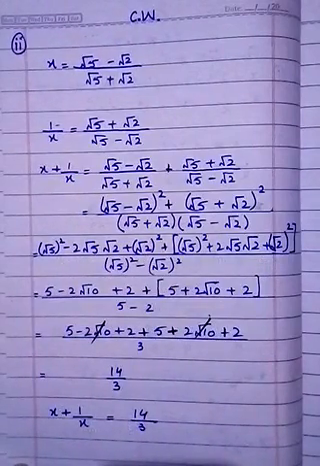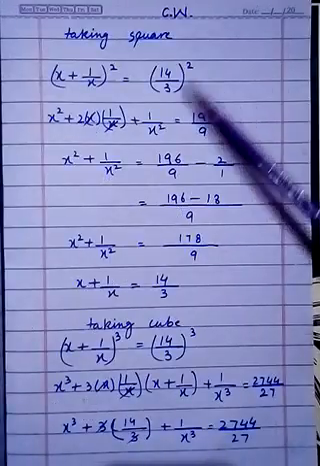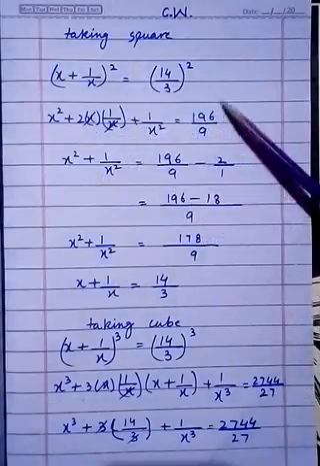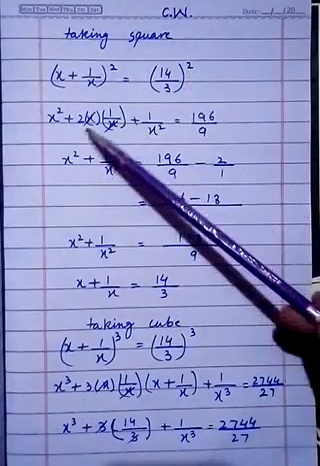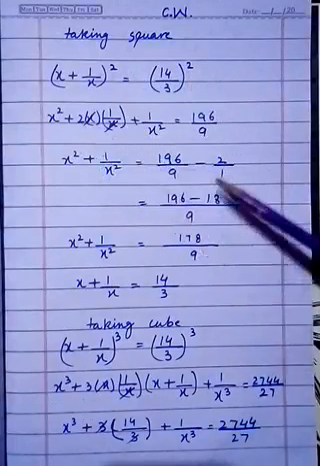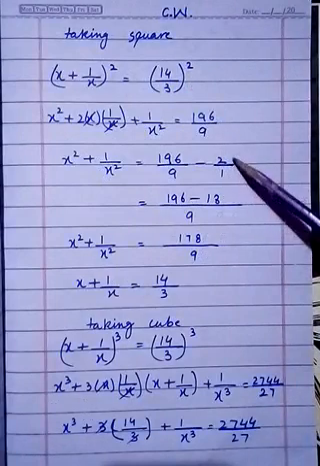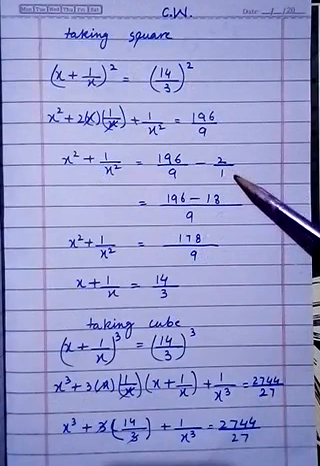Now you have to find x plus 1 by x whole square. So taking square on both sides. Now 14 by 3 whole square, applying the formula of a plus b whole square, and take the square of 14 by 3, 196 by 9. Now x cancels with x, 2 shifts to the other side, it becomes minus. So 2 is just alone. So its denominator is missing here. So consider its denominator equals 1.